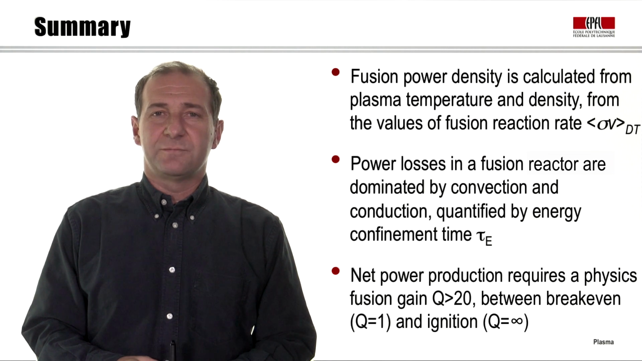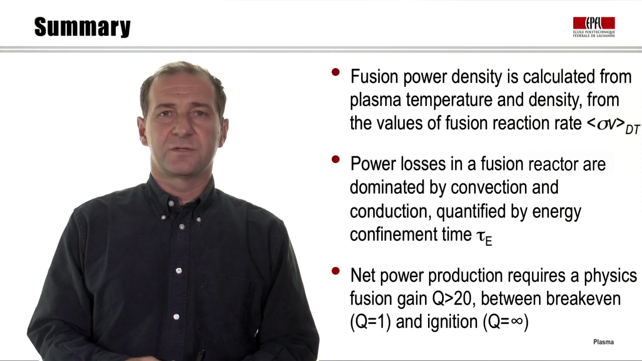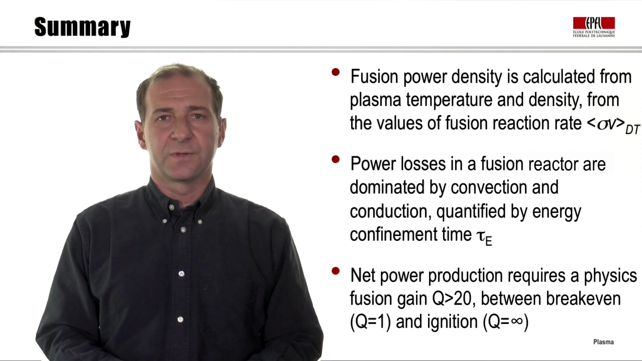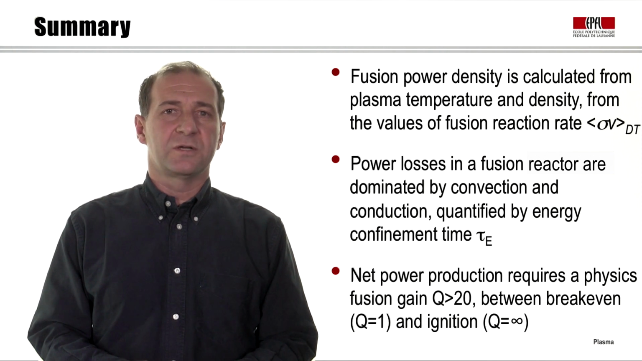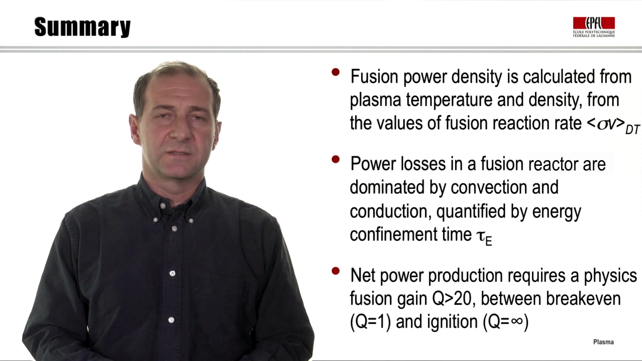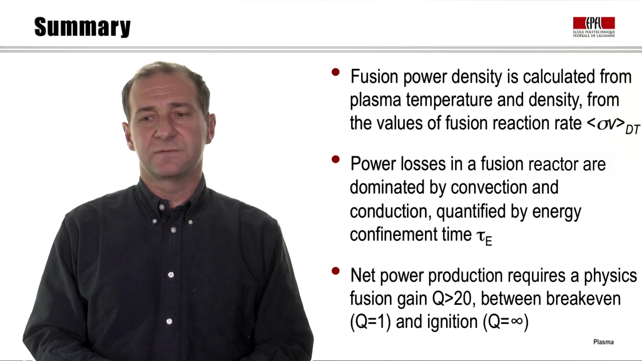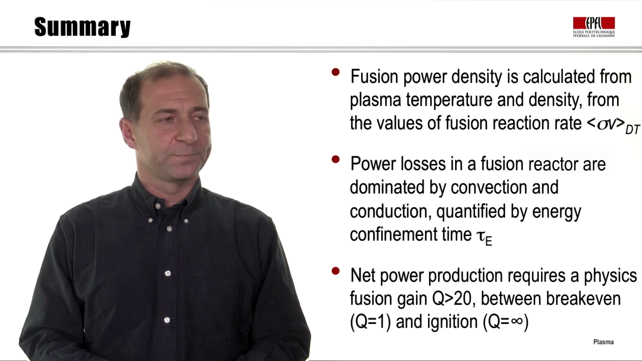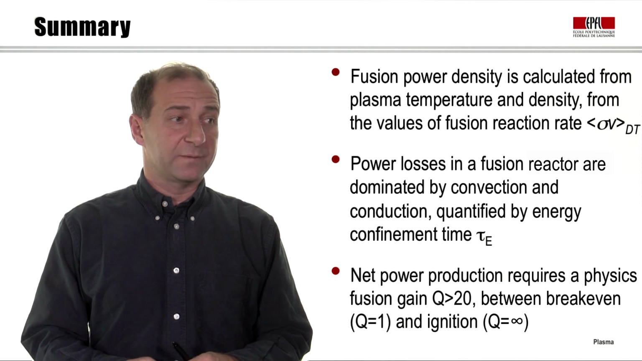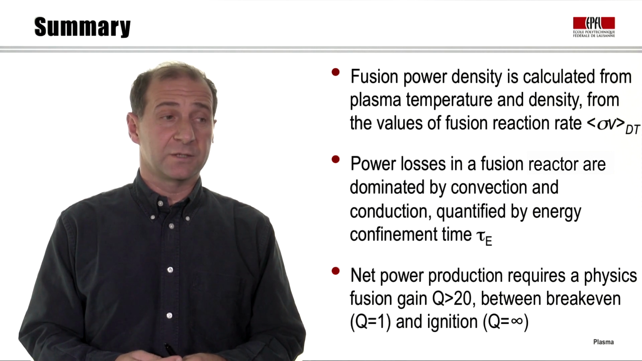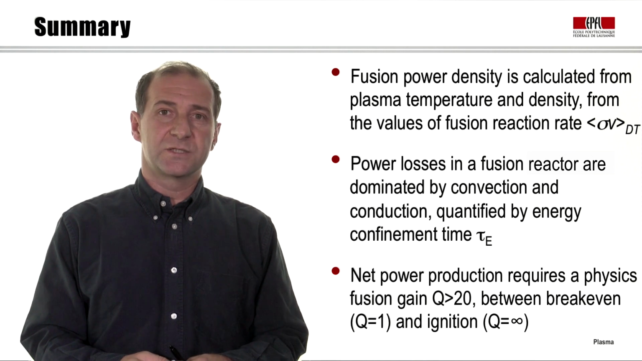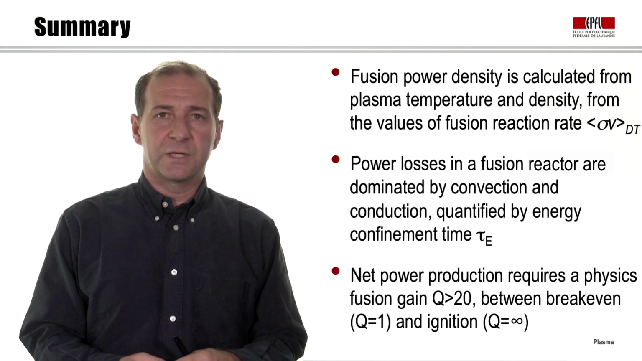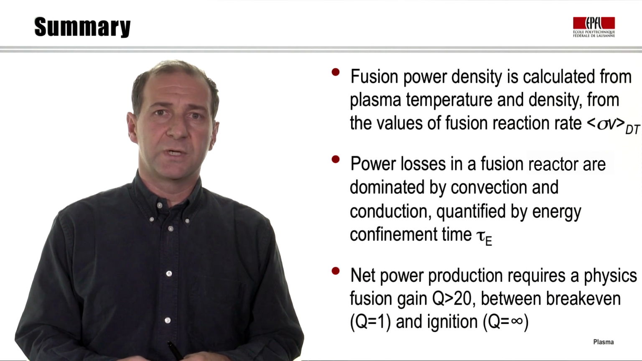In summary, we have seen that we can evaluate the fusion power density on the basis of plasma density and temperature using the fusion reaction rate sigma V. We can evaluate the power losses, which are dominated by direct losses, that is conductive and convective, and they are quantified by a single parameter called the confinement time, tau E. We also demonstrated that the net power production, which is what we want from a fusion reactor, requires a physics fusion gain larger than 20, and that is between the break-even condition where Q equals 1 and the ignition condition where Q goes to infinity.